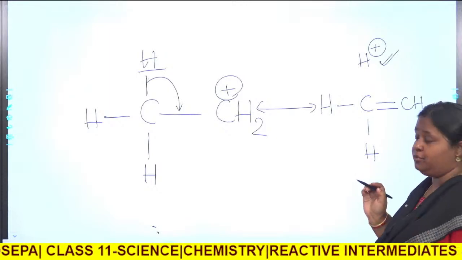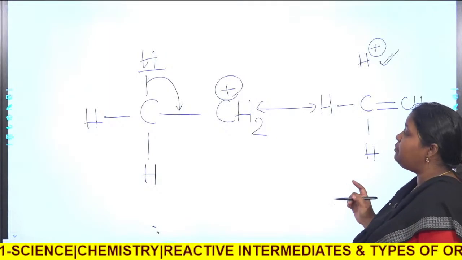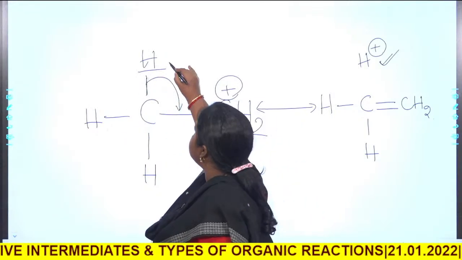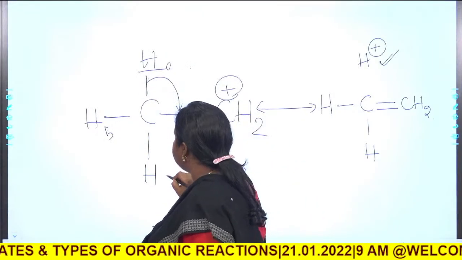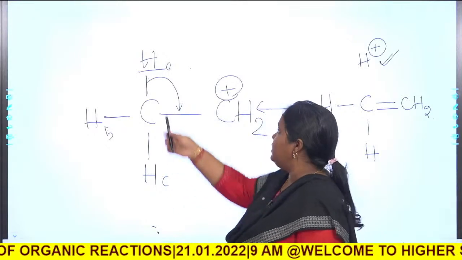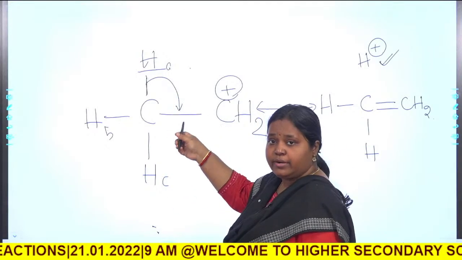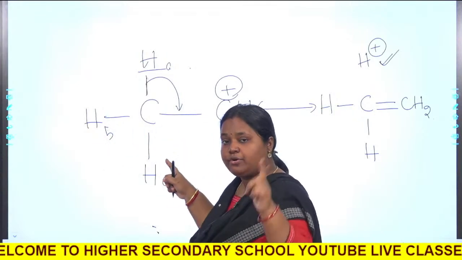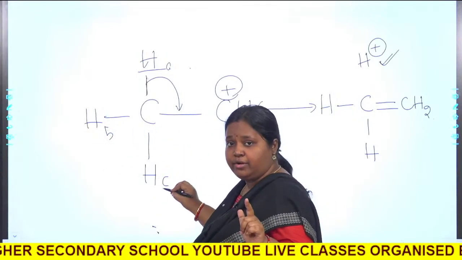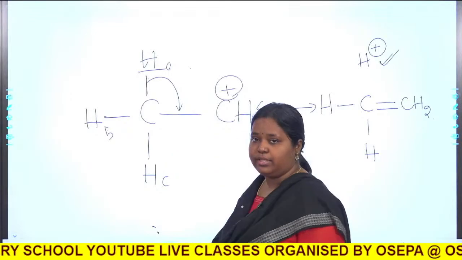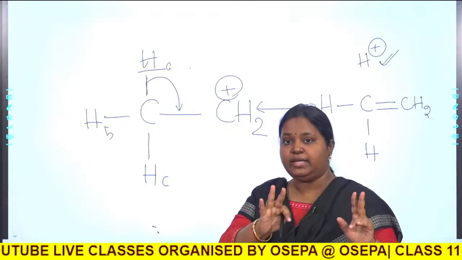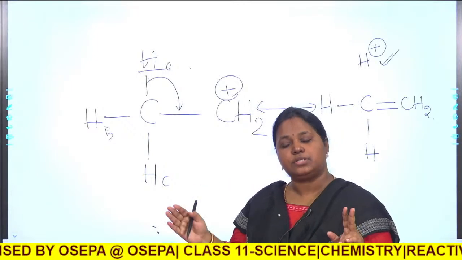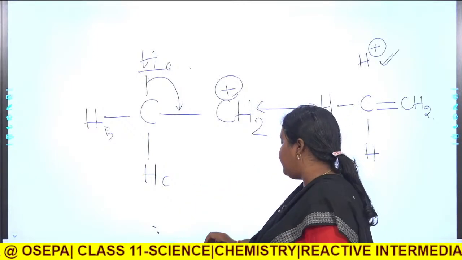Now, how many hydrogens are there? 1, 2, 3. Suppose these are A, B, C. So, this hydrogen can donate an electron, that is 1. This second hydrogen can also donate an electron, that is 2. And this third hydrogen can also donate an electron, that is 3. So, you can write the resonating structure, or no bond resonating structure, 3 times. Mark that here.